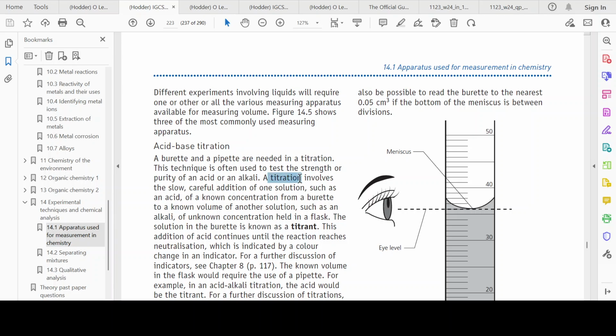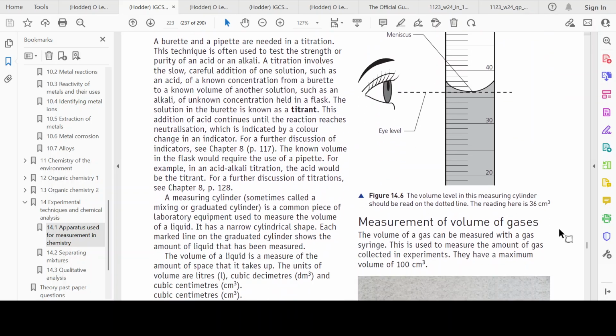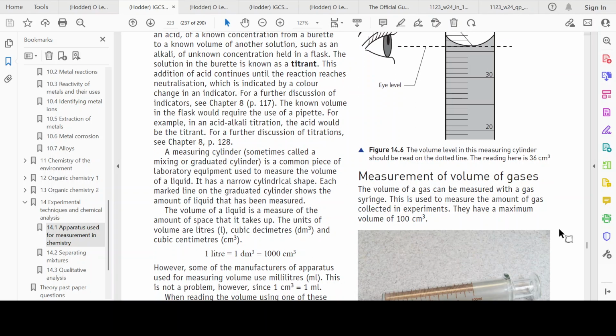Once again, a titration involves the slow, careful addition of one solution, such as an acid of a known concentration from a burette, to a known volume of another solution, such as an alkali of unknown concentration held in a flask. Right?